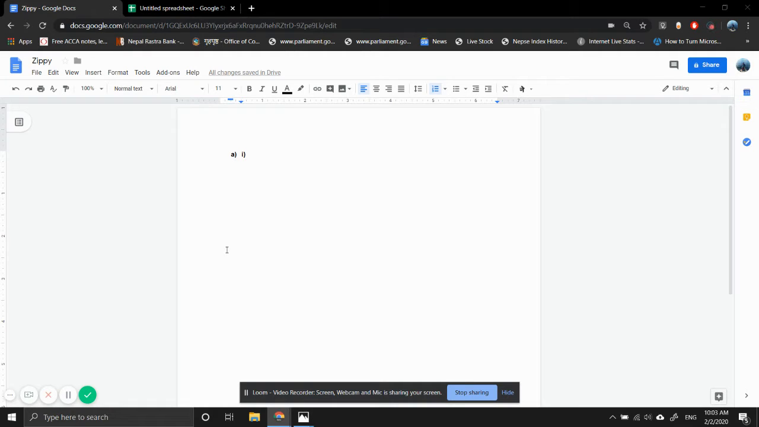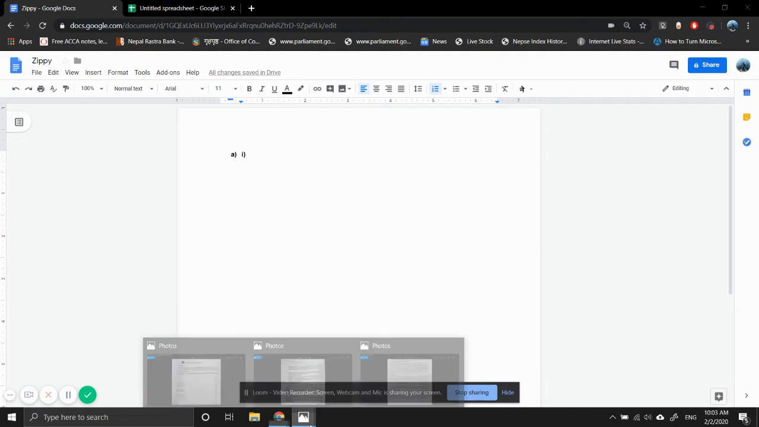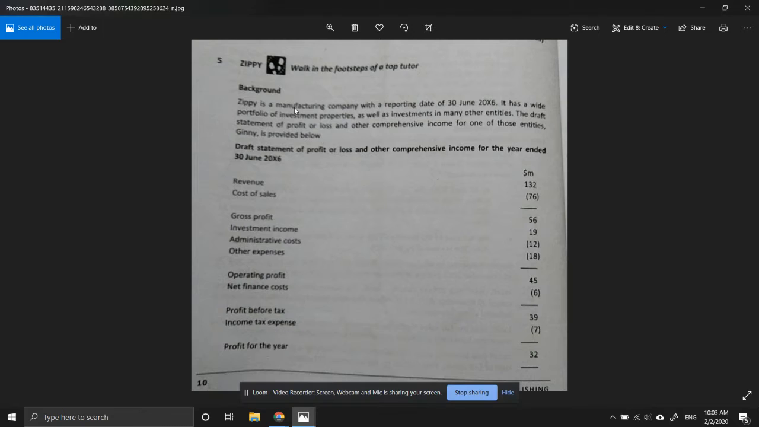So, in this particular session, what we will be discussing is Zippy. Okay, so Zippy is a parent company, and then it owns Genie, and this is from the SPR exam kit. What we are given in the question is that Zippy is a manufacturing company with a reporting date of 30 June 20x6.